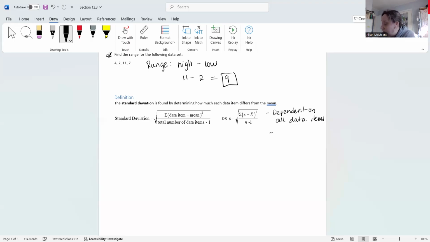And basically, this tells us, on average, how much does each data item differ from the mean.